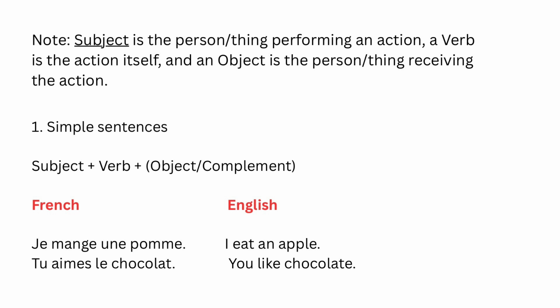Tu aimes le chocolat? You like the chocolate? Again, tu is my subject, which means you. Aimes means to like. It is my verb, it is an action. Le chocolat is the receiver of the action. It is my object. So this was our simple sentence format.